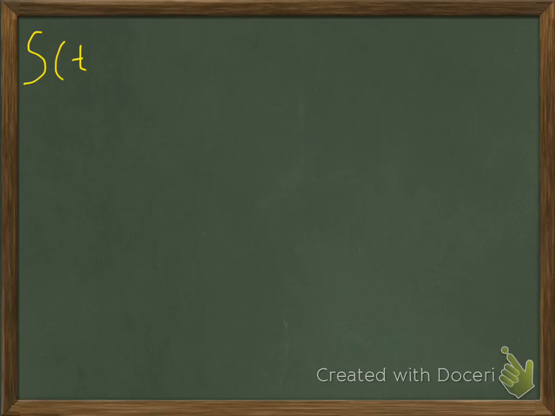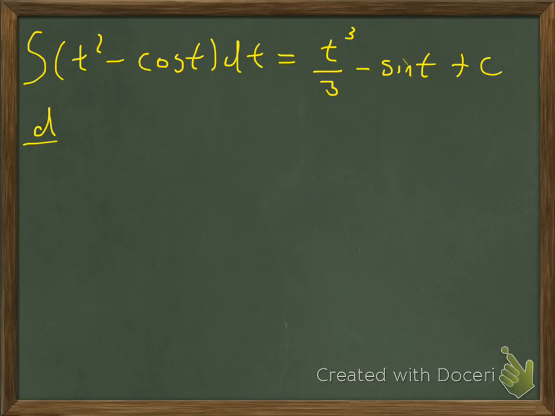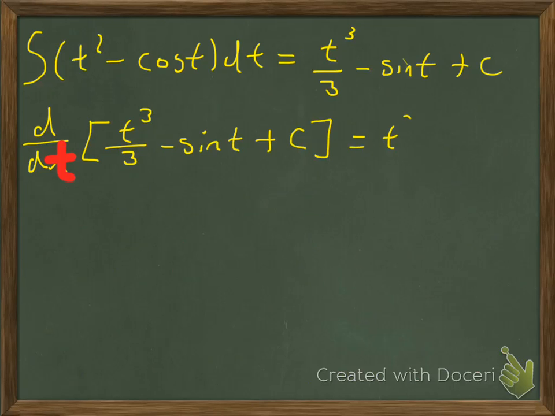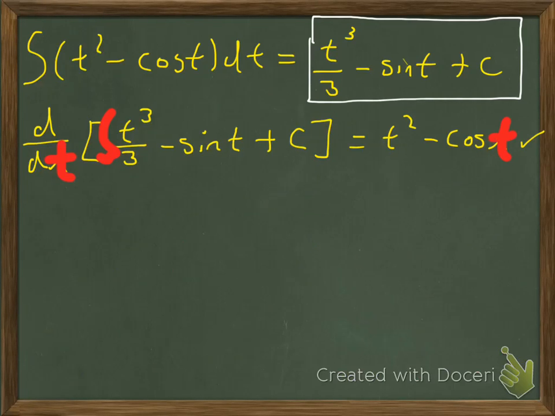Okay. So how about the antiderivative of t squared minus cosine t dt? So we're going to add 1 to our exponent, divide by our exponent, and then the antiderivative of cosine is sine plus constant of integration. And then we'll check by taking the derivative, not dx, but dt. That'll be add 1 to the exponent, divide by the exponent. Now bring down that exponent, so the 3's are going to cancel, and you'll have t squared. Derivative of sine is cosine.